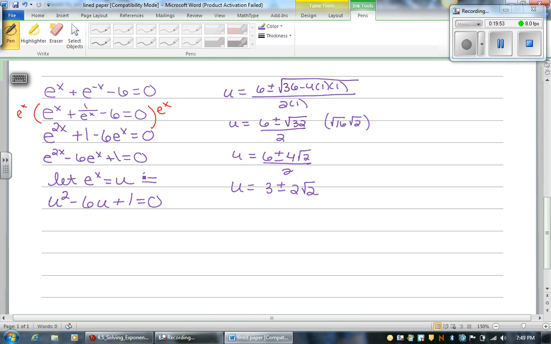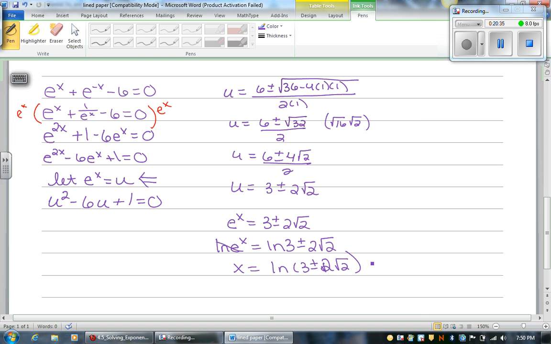Remember, I let e to the x equal u. So I need to rewrite this as e to the x equals 3 plus or minus 2 radical 2. Okay? So what I need to do now is solve for this x. And we know when we're solving exponential equations with a base of e, we use the natural log. Okay? So we get x equals natural log of 3 plus or minus 2 radical 2.